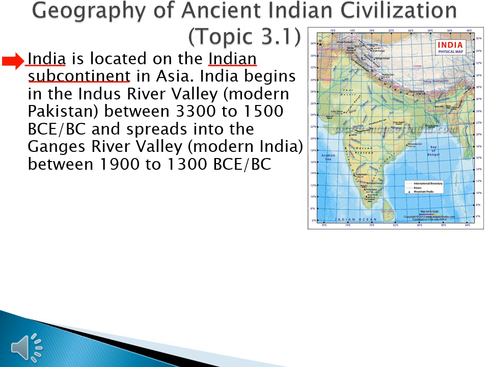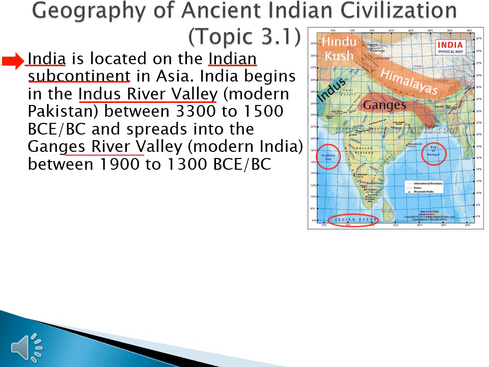India is protected to the north by the Himalaya and Hindu Kush mountains, and it is protected on three sides by the Bay of Bengal, the Indian Ocean, and the Arabian Sea. When it comes to where India starts, India begins in the Indus River Valley, which is modern Pakistan, between 3300 to 1500 BCE, and it spreads into the Ganges River Valley, or modern India, between 1900 and 1300 BCE. Remember, Indian civilization starts in the Indus and spreads to the Ganges.